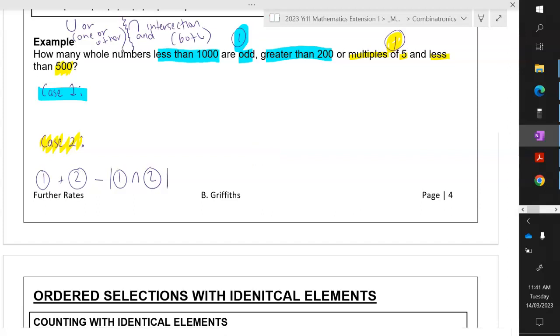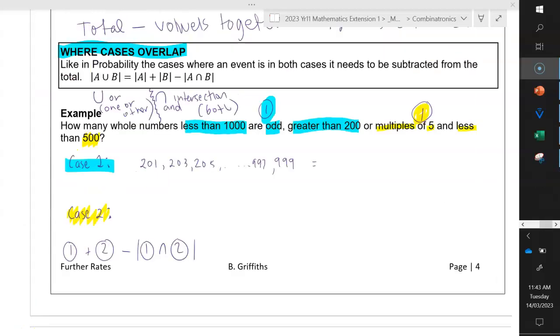So case 1: less than 1,000, odd and greater than 200. So we're going to be looking at 201, 203, 205, and we're going to be going all the way up until we get to less than 1,000, and the last number is going to be 999. Our last one would be 997. I need to know how many numbers actually occur in that case.